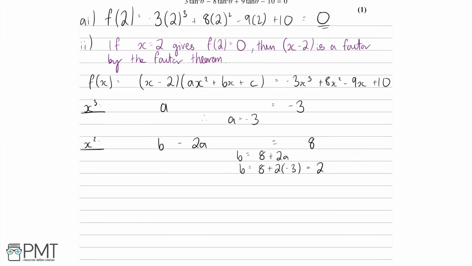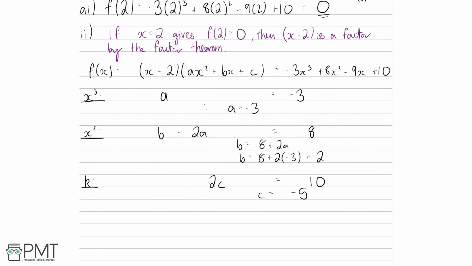And lastly, let's skip x and go straight to the constants. We're going to have minus 2 times c. That's our only constant on the left-hand side. And on the right-hand side, we have plus 10. Now dividing both sides by minus 2, we see that c is just going to be minus 5. And now we've successfully factorized this, as we just plug in these unknown constants, which means that f of x as two algebraic factors is x minus 2 times a, which is minus 3x squared, plus bx, which is plus 2x, plus c, which is minus 5. And that's it for this part of the question.